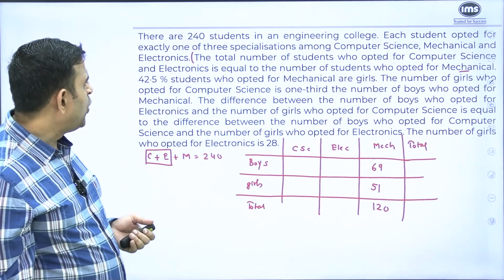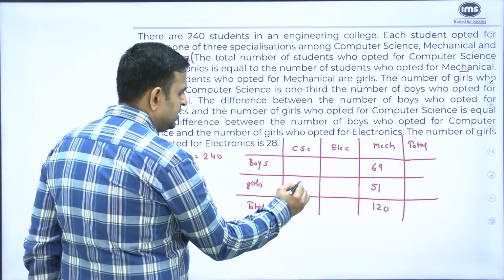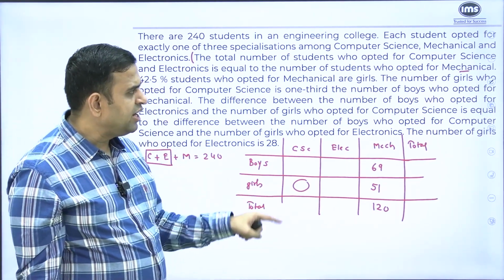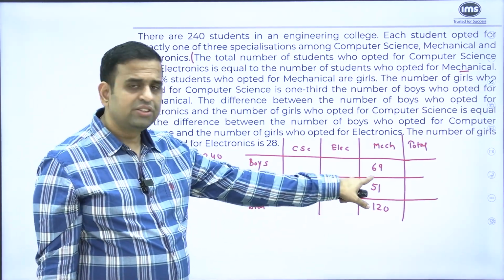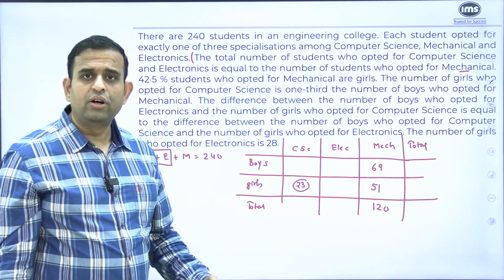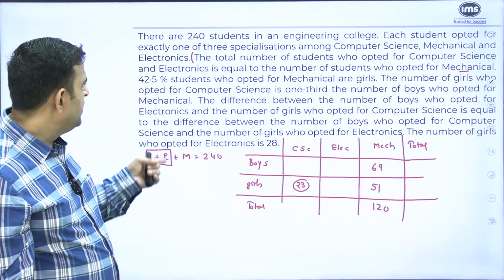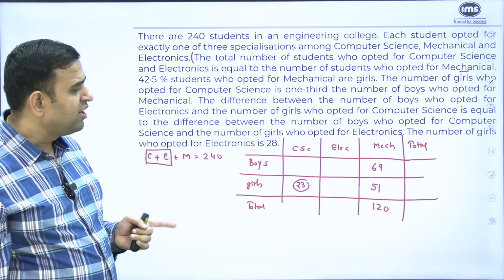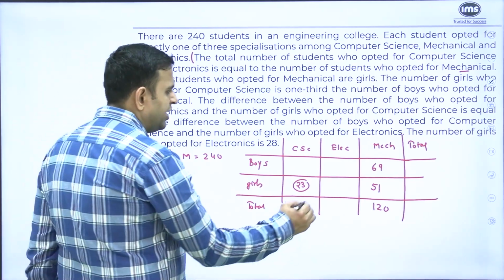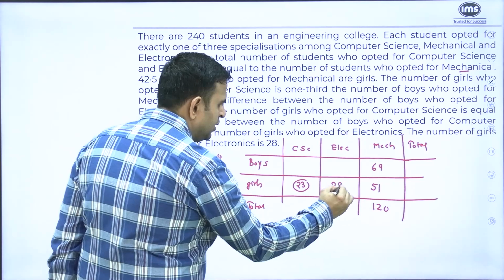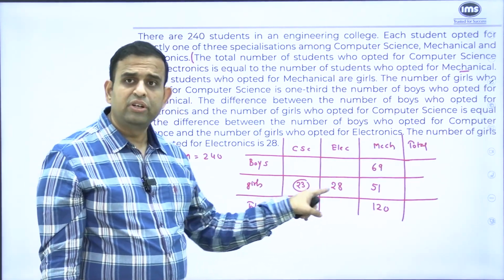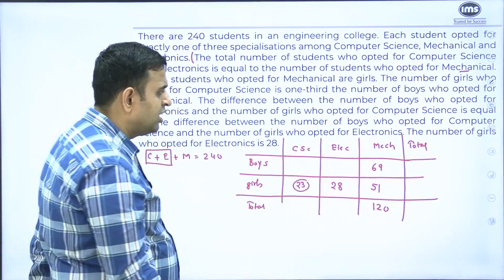The number of girls who opted for computer science is 1/3 the number of boys who opted for mechanical. 1/3 of 69 basically means 23. So now we also know the number of girls who opted for computer science. Then this is a very lengthy statement, so let's read the last known part first. The number of girls who opted for electronics is 28. Now we are in a position to add the numbers. The number of girls: 23 plus 28 becomes 51, and 51 plus 51 becomes 102.